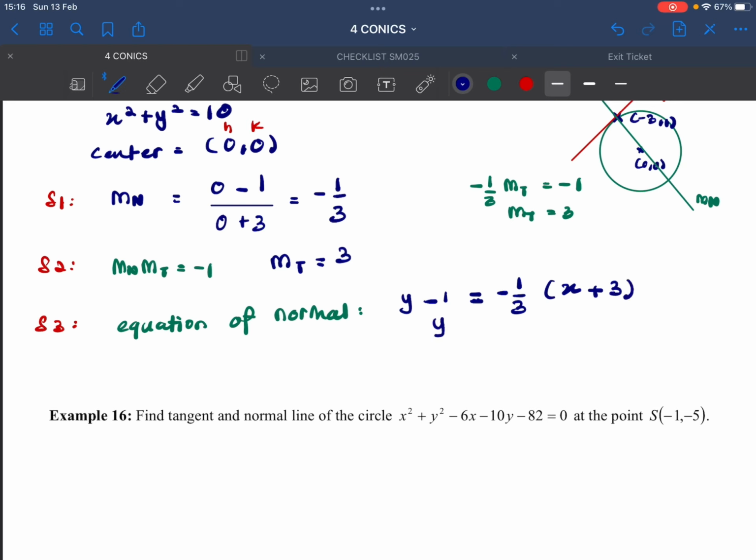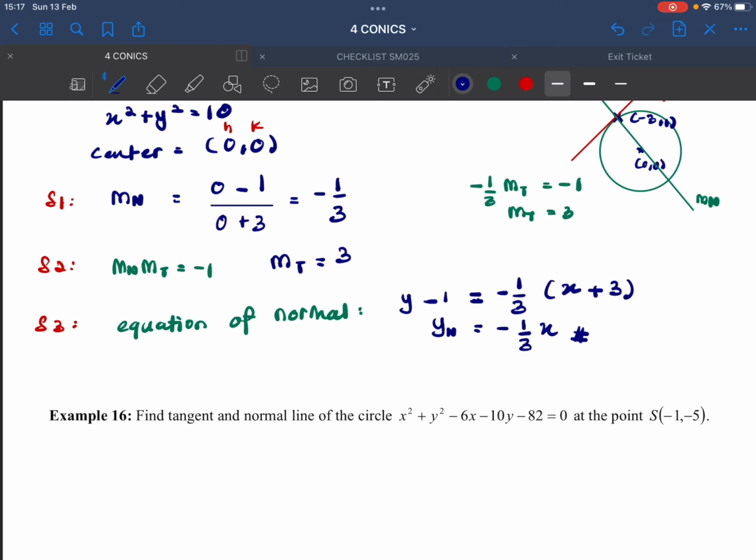So automatically we have the equation of normal; rearrange everything. Negative 1 over 3 times 3 gives negative 1, plus 1 gives 0. So this is going to be your equation of normal.